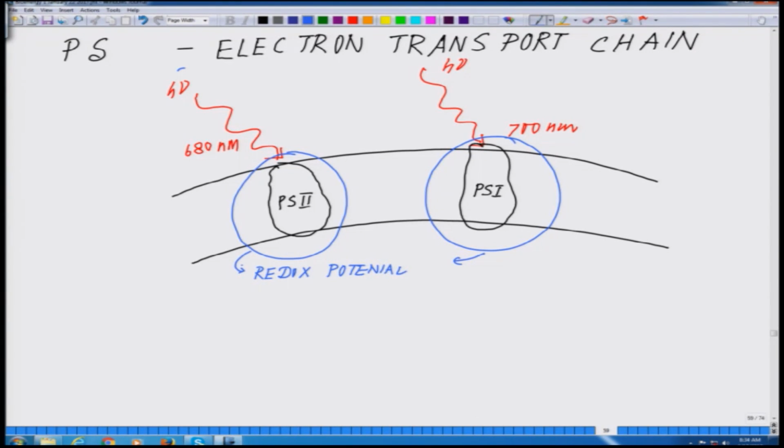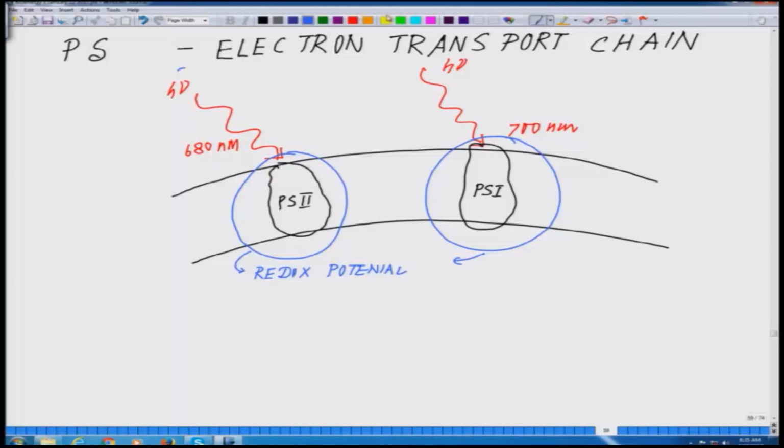What does that physically mean? That means that the overall electron accepting power or electron donating power of photosystem 1 is different from photosystem 2, and such differences arise because of the complex and its surrounding environment, what kind of proteins are surrounding it, what kind of charge moieties are present in those proteins, and what are their electron donating or electron accepting power decides what will be the redox potential.